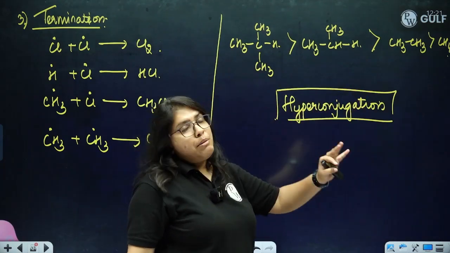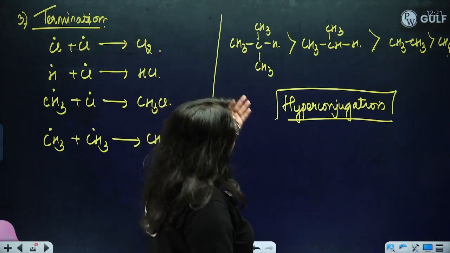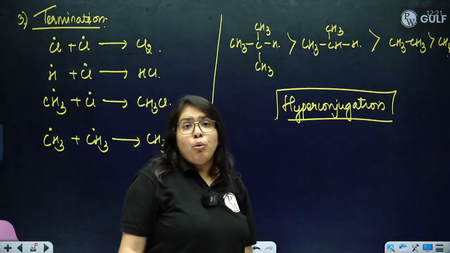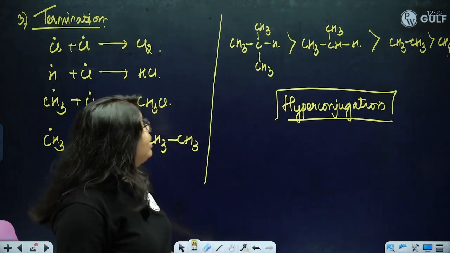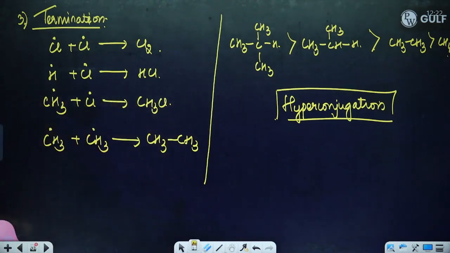The more alpha carbons, the more alpha hydrogens, thereby the more hyperconjugation, thereby more reactive towards the reaction. This is with respect to substitution reaction, beta.